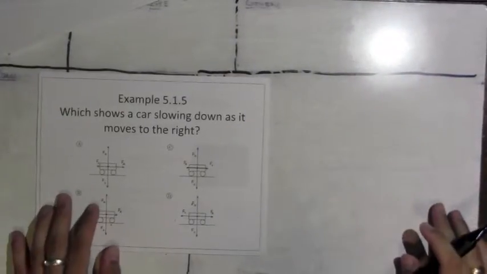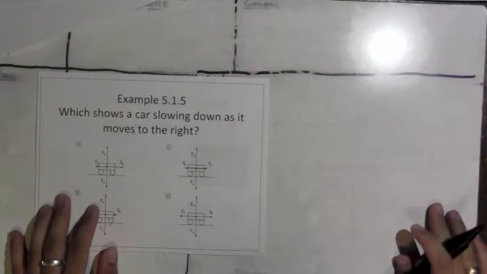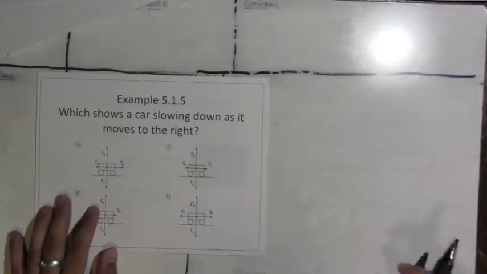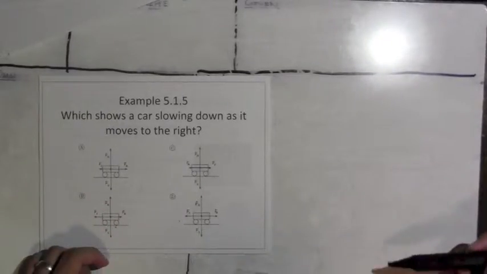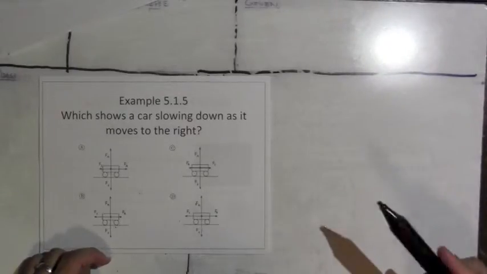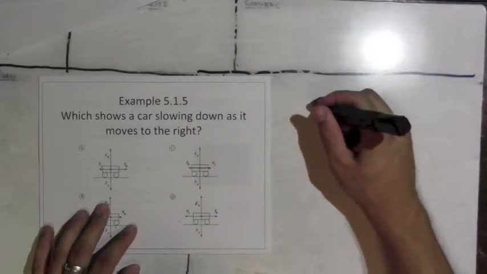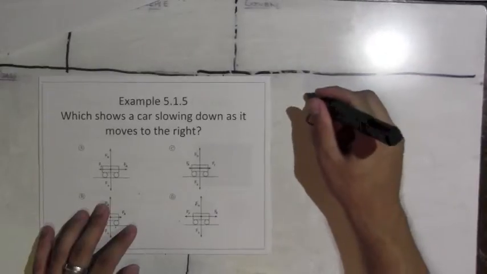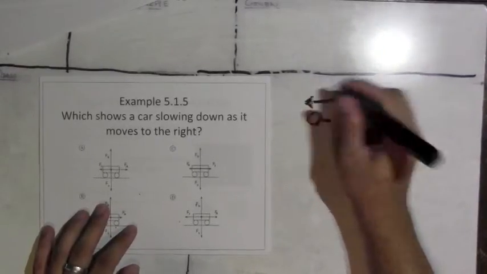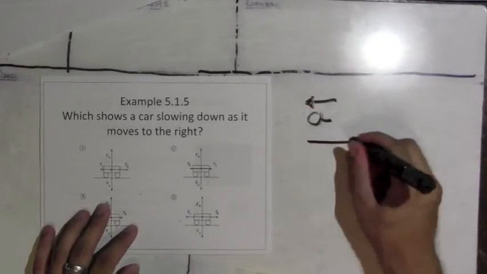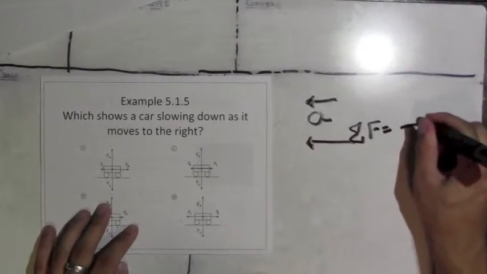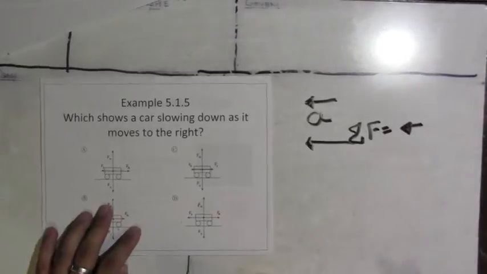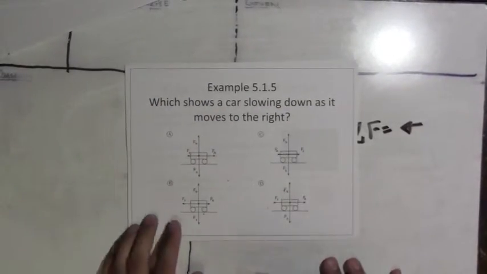This is example 5.1.5. It shows a car slowing down as it moves to the right. If you look, we have a series of 4 free body diagrams. So the first thing that we need to realize is that it's slowing down as it moves to the right. That means that the acceleration is actually directed to the left, which means that the sum of the forces also has to be directed to the left.